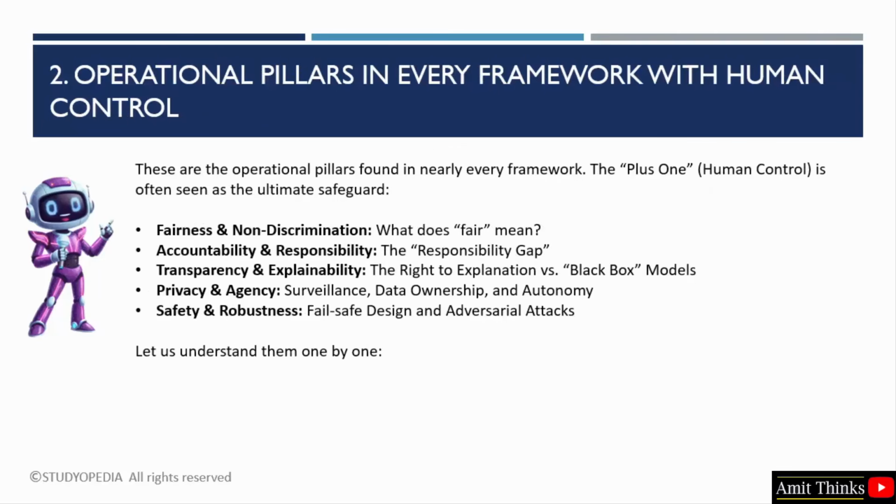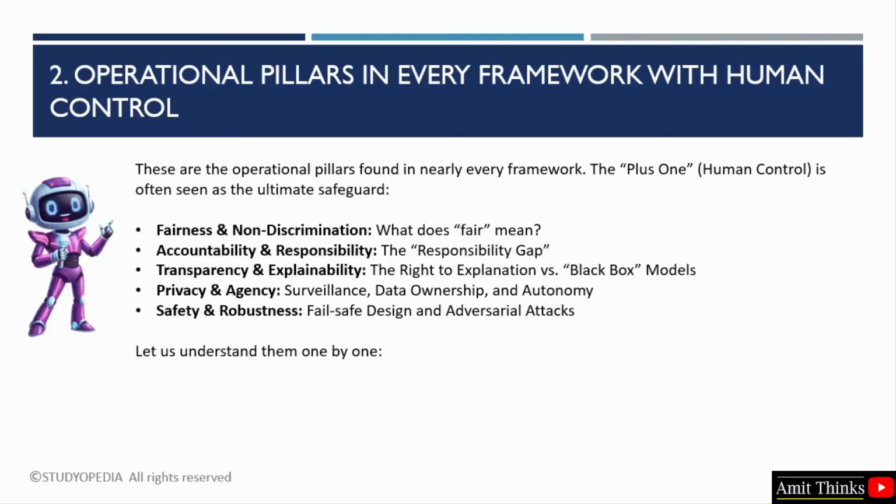The second one is operational pillars in every framework with human control. These pillars are core safeguards in ethical AI frameworks. Human control is the ultimate safeguard. The first one is fairness and non-discrimination. That means, what does fair mean? The next one is accountability and responsibility. That is the responsibility gap. After that comes transparency and explainability. That is the right to explanation versus black box models.